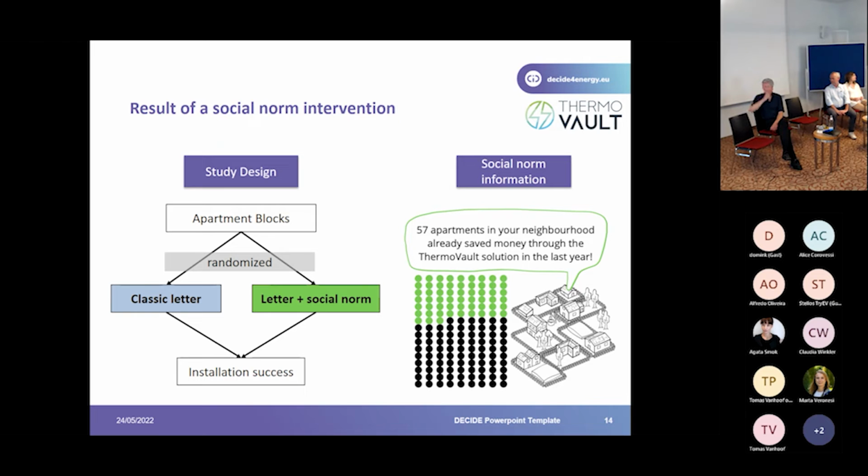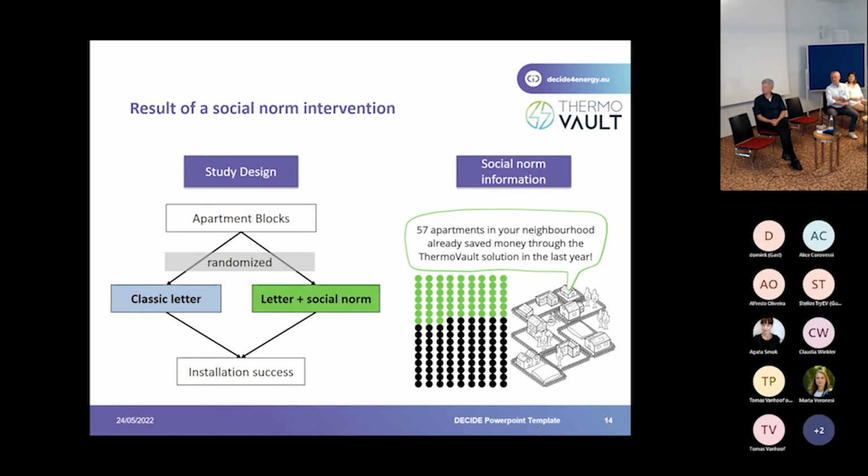So we reached out to Mona and said, we have a problem. Can you help us fix it, or at least close the gap a bit compared to before? I think it has been discussed before. We split up for, I think, 250 apartments in Antwerp in 2 blocks. The classical letter we sent: we have an appointment for you, we pass by at this moment in time, an opt-out principle. And then we added a letter, also 50%, with a social norm in it.